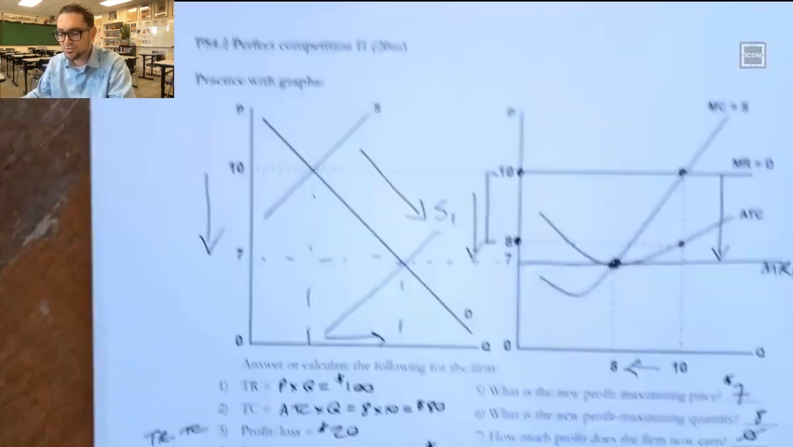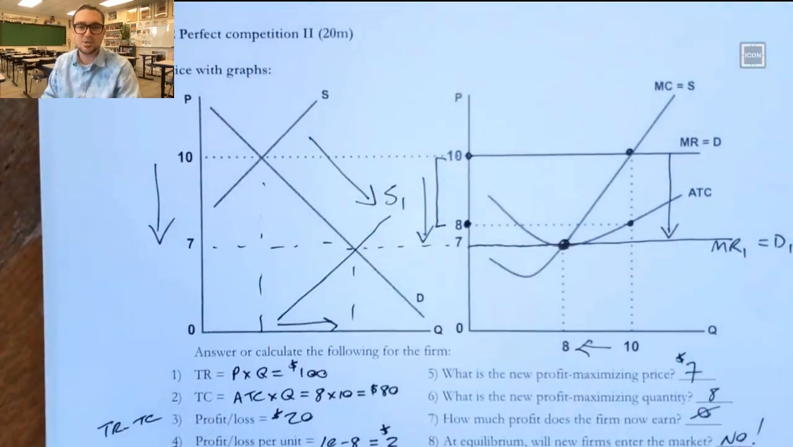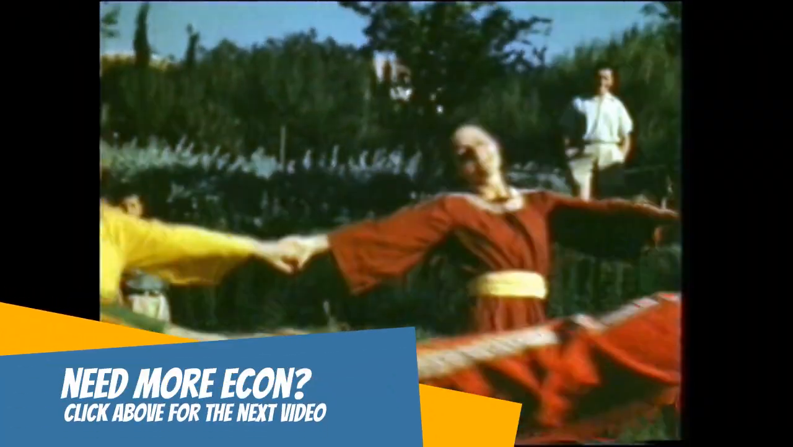So hopefully this helped you in terms of practice with shifting back to long run equilibrium. I'll see you next time.